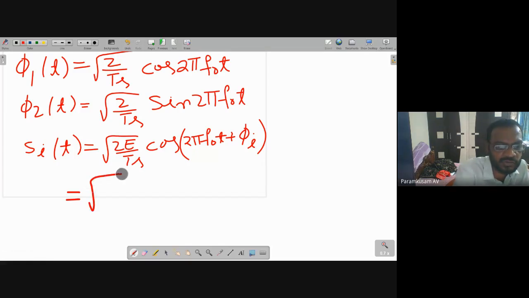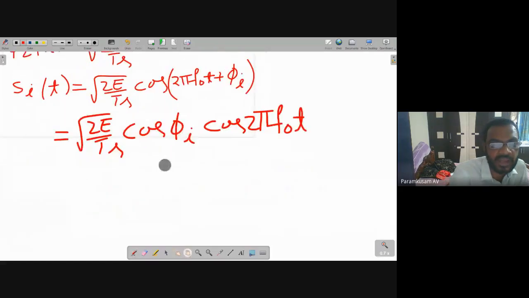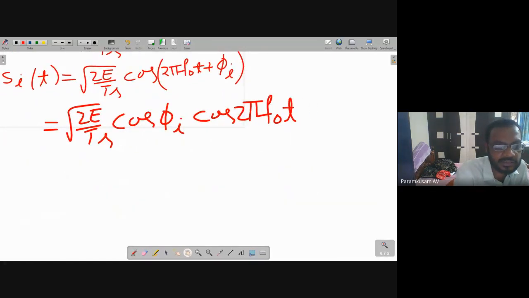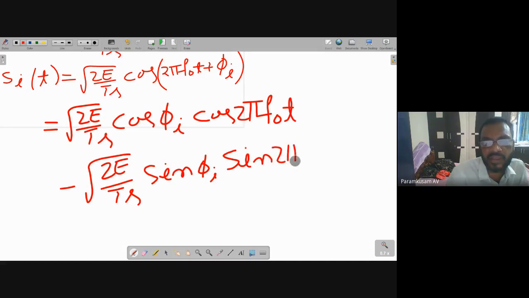So this is equal to root over 2E by Ts cos(2π f0 t) times cos φi, minus root over 2E by Ts sin(2π f0 t) times sin φi. Here cos A cos B means cos φi cos 2π f0 t, and sin A sin B means sin φi sin 2π f0 t.